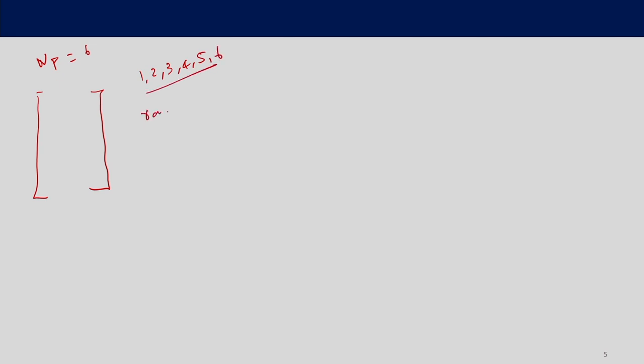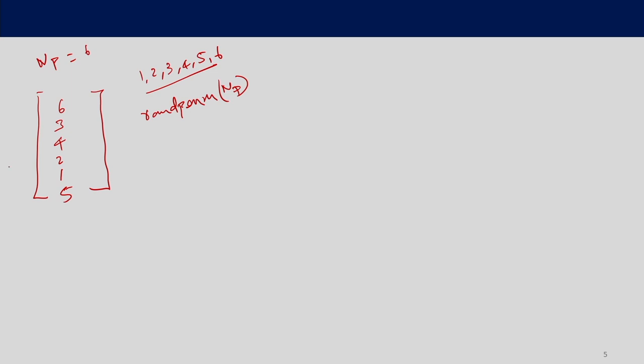We will use this randperm function in MATLAB. When we do randperm of NP, it will help us to shuffle these numbers. Let us say that the shuffled numbers are 6, 3, 4, 2, 1, 5. All the numbers would occur once: 1, 2, 3, 4, 5, 6.